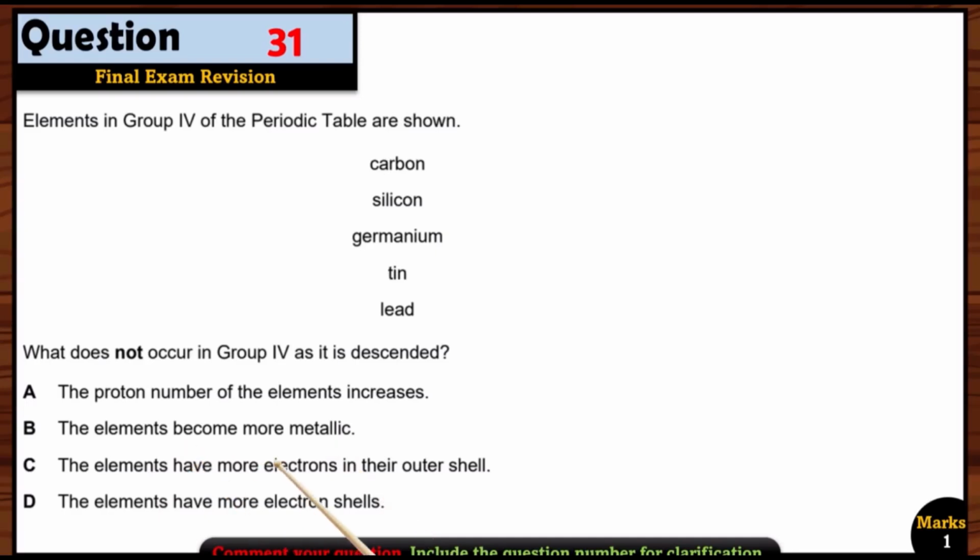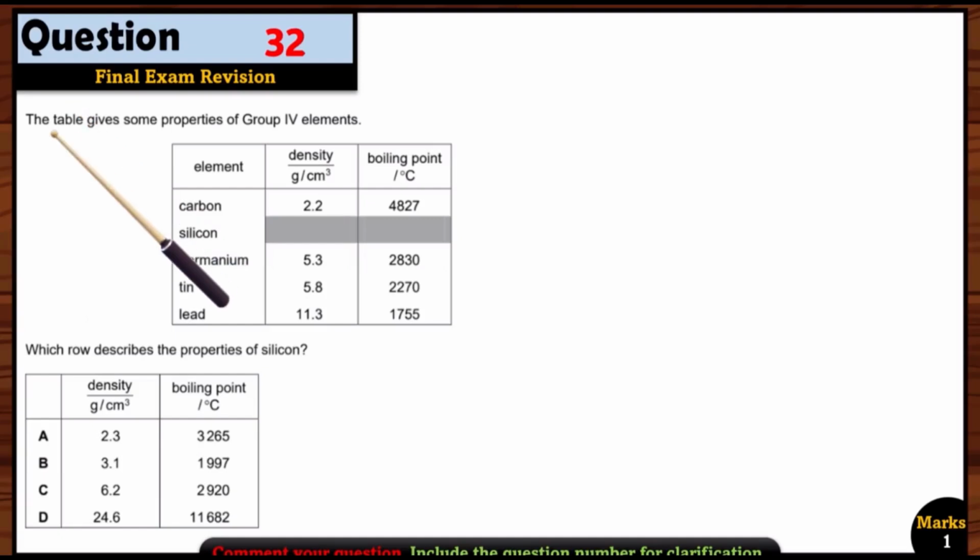The elements have more electrons in their outer shell. That's wrong because they all belong to group 4, so in their outer shell, it will remain the same, that is 4. Okay. So that's why option C is the wrong option here. Okay, let's see question 32.